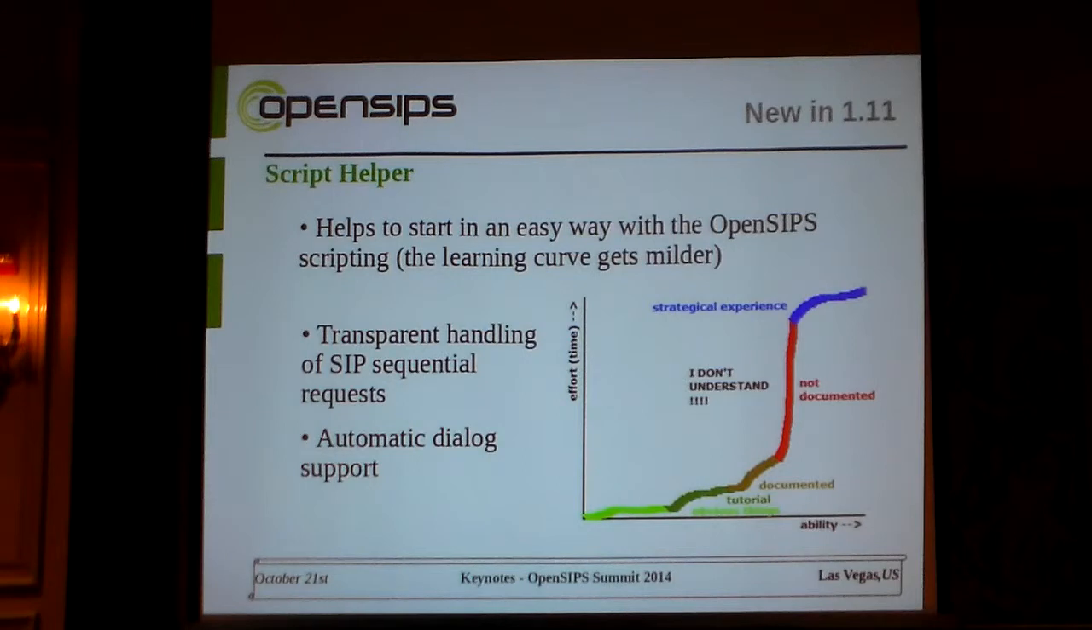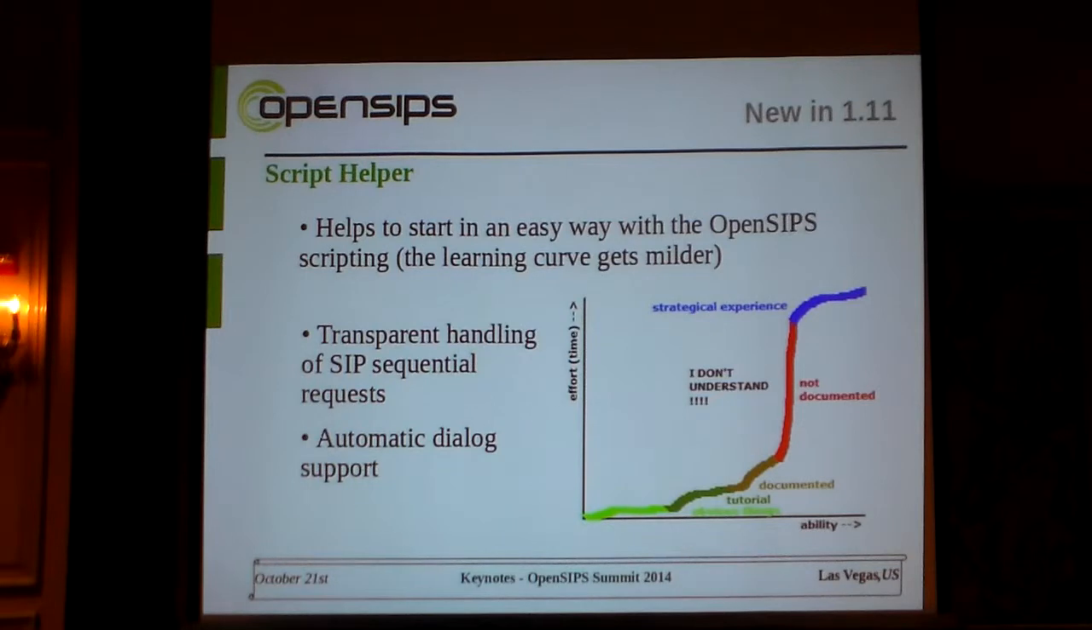So this module actually helps you with the learning, because it's a wrapper on top of your script, hiding different kinds of standard things that you typically do in OpenSIPS, like how to treat a cancel, how to handle sequential requests, how to enable or disable dialog support, or how to handle match reversal, and so on. So you don't have to implement such things explicitly in the config file. You just have to enable this Script Helper module, and it will do all of them for you.